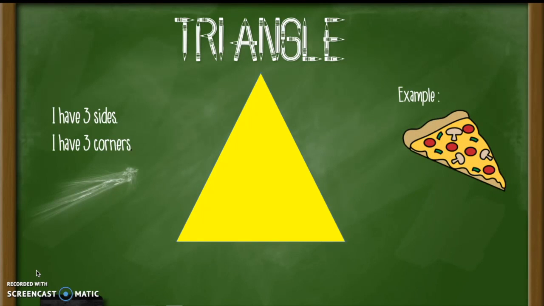Triangles have 3 sides and 3 corners. An example of a triangle can be a slice of pizza.